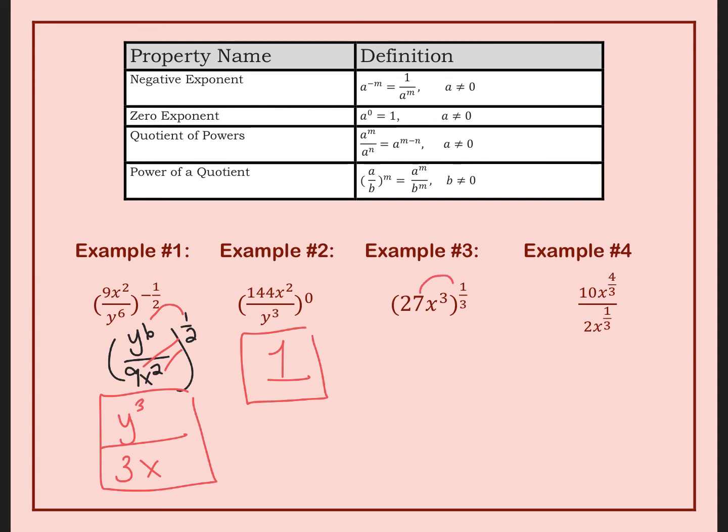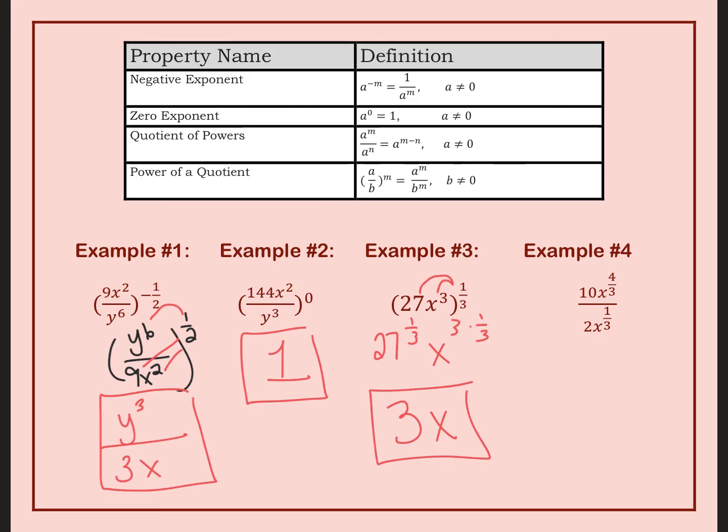Example 3. Distribute, distribute. So this is like the cube root of 27, or you can actually put 27 to the 1/3 power, and then x, you have 3 to the 1/3. So the cube root of 27 is actually 3, and x, 3 times 1/3 is just 1.